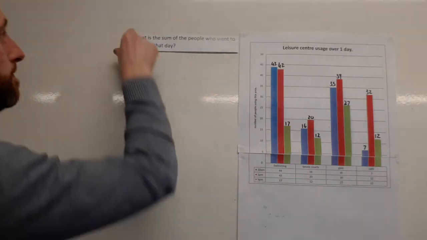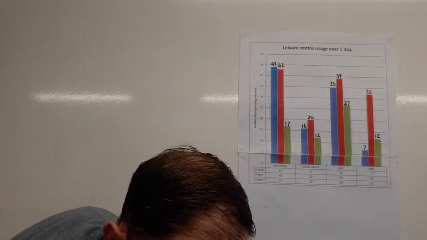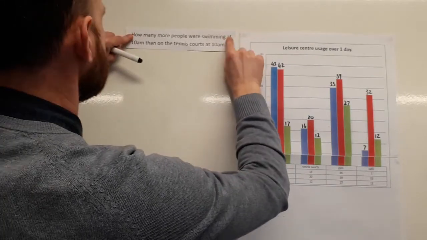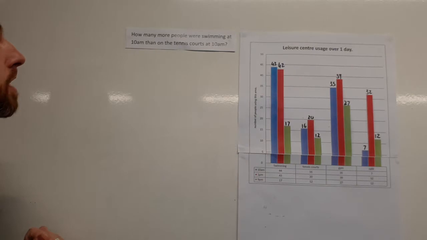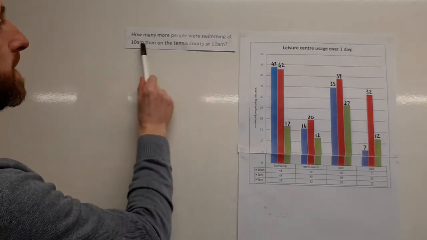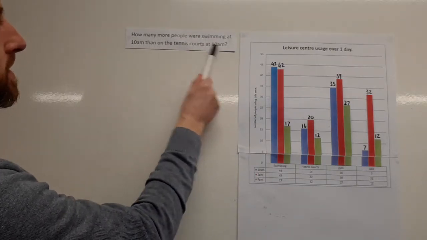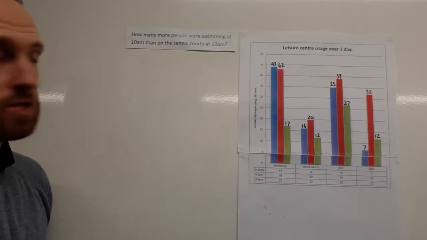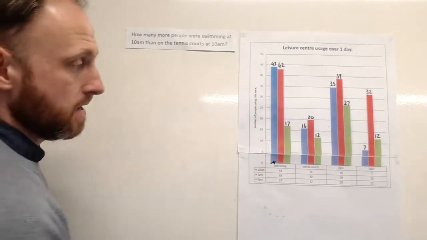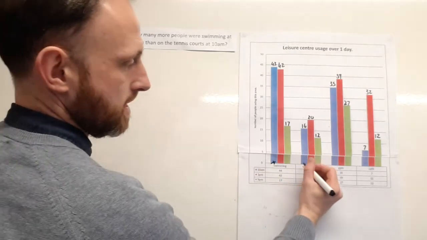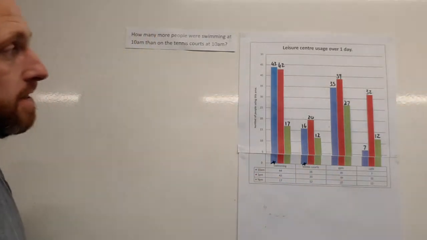So I'll get rid of that, and we'll have a look at another question. Let's look at this one. So let's read it carefully and think about what we're going to need from our graph, what data points we're going to be using. So how many more people were swimming at 10 a.m. than were on the tennis courts at 10 a.m.? So I'm thinking about the people in the swimming pool at 10 a.m. So I'm thinking about this column, and I'm thinking about the people on the tennis courts at this time. 10 a.m., there we go.